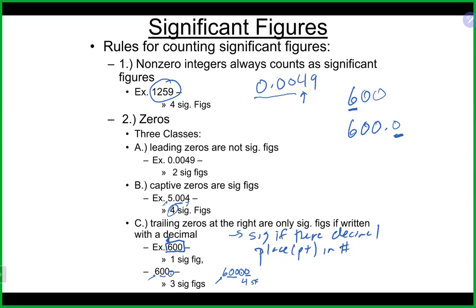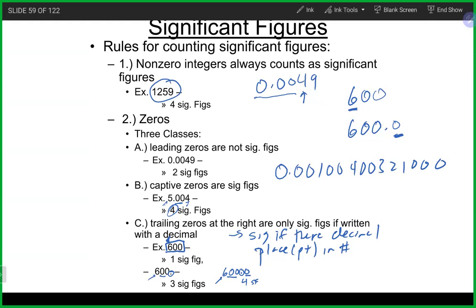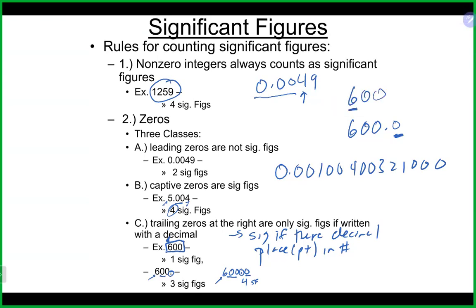So for example, if I had 0.0010040032100, how many significant figures are in this crazy measurement, if it was a measurement? I don't know either. I'm going to count myself. I'll just write new numbers.